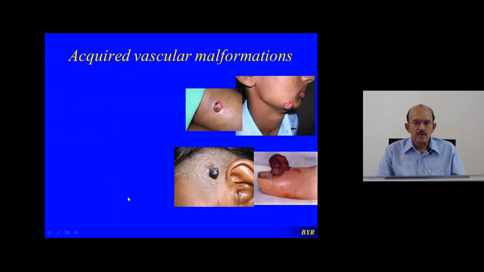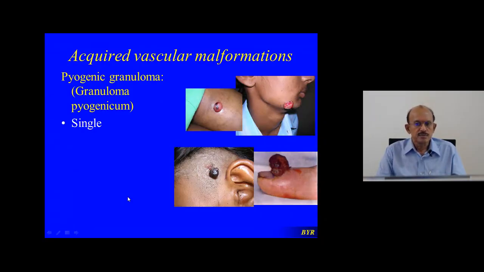The other acquired vascular malformation is the pyogenic granuloma, also known as the granuloma pyogenicum. So here you can see a mass of granular tissue. You can see all the granular tissue projecting outside on the skin as a mass. And because this granular tissue contains a lot of new blood vessels, on touching this, there will be bleeding. You can see the blood here.